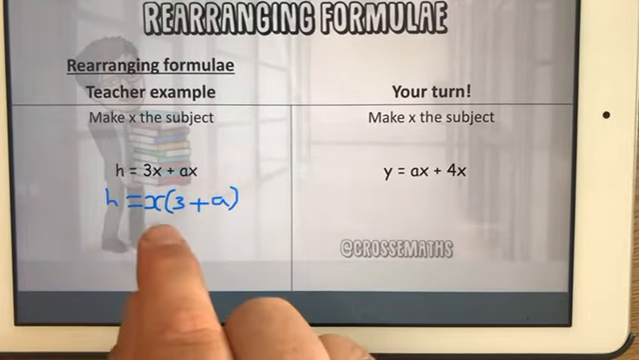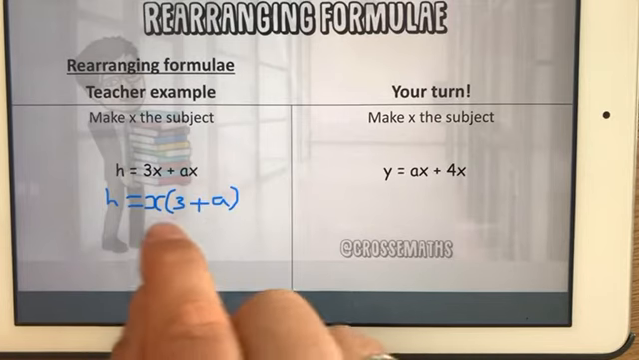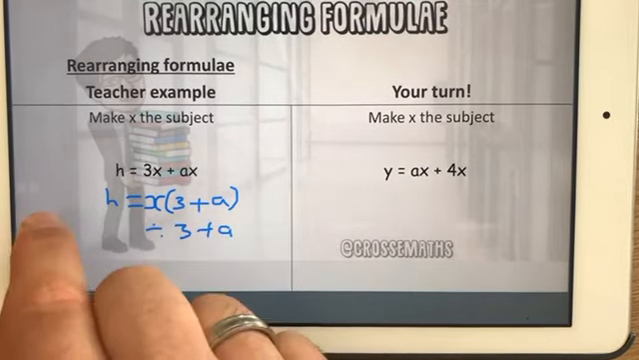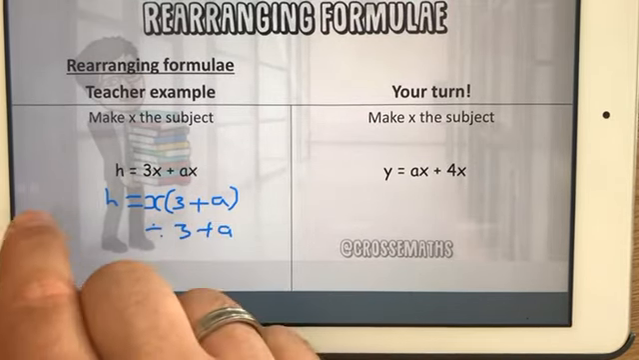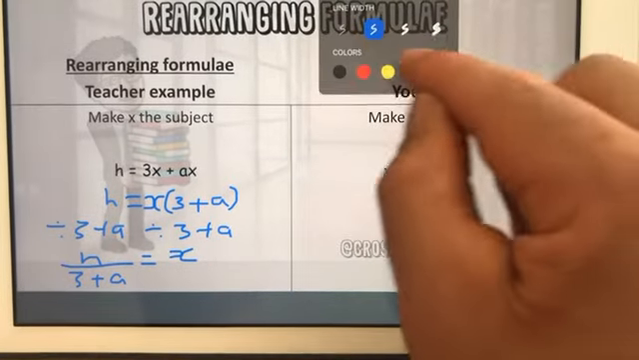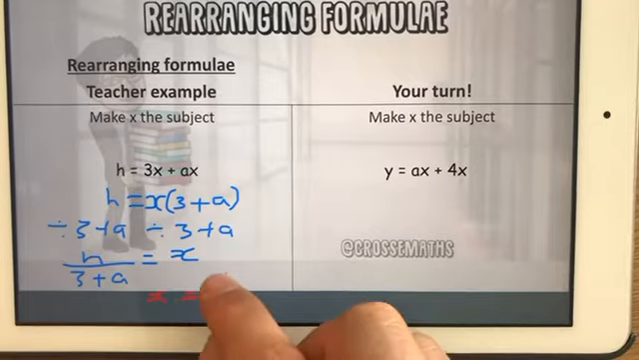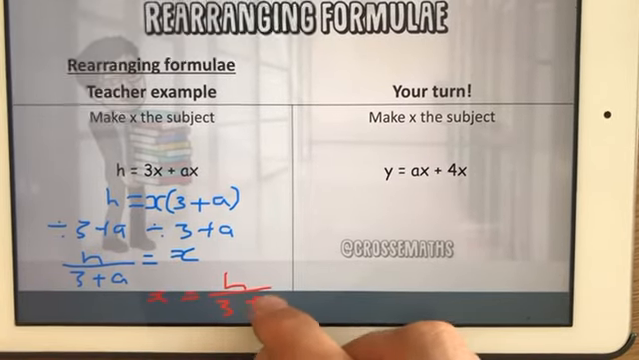Now I'm going to divide by the bracket, taking it and putting it on the bottom over here. So I'm going to divide by 3 plus a on both sides. I end up with h over 3 plus a. On this side, those two bits cancel out, just leaving me with x. So my answer for x is h over 3 plus a.